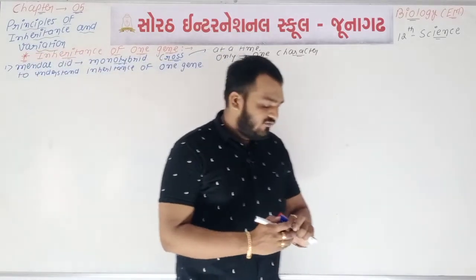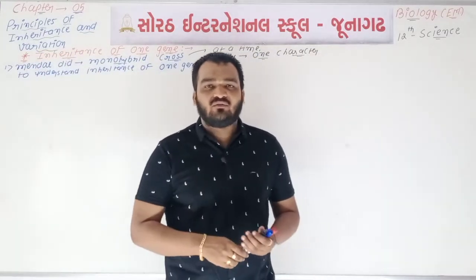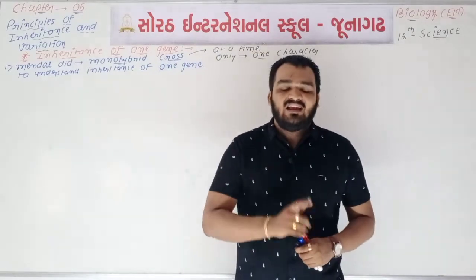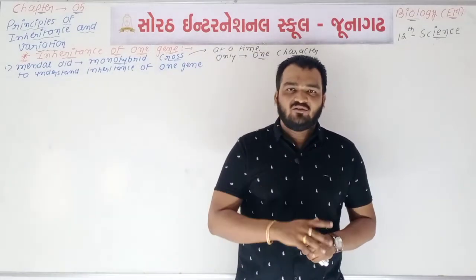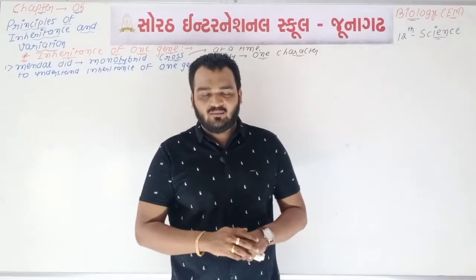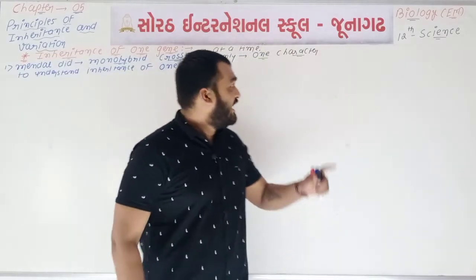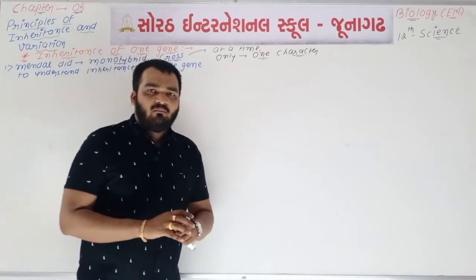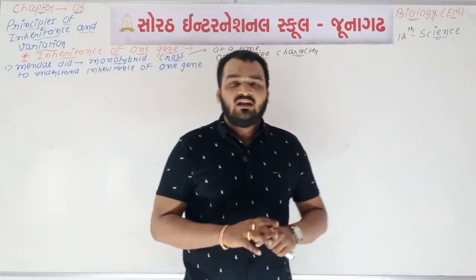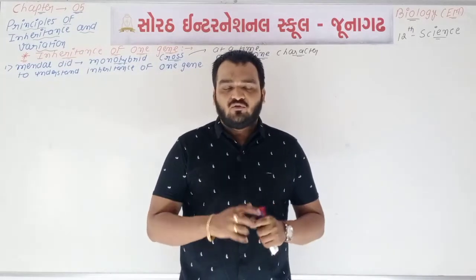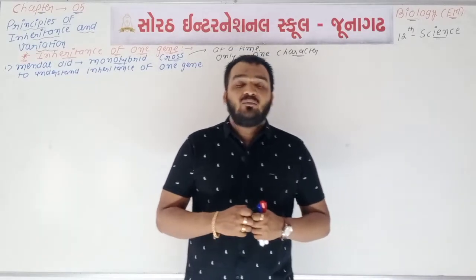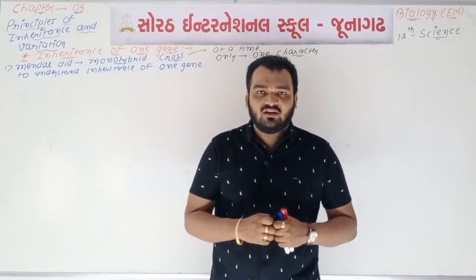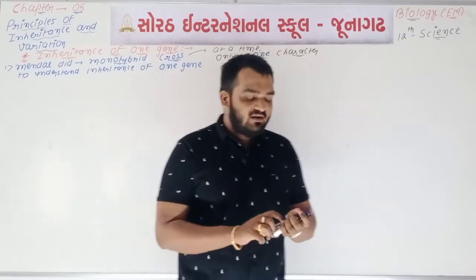So 3 important words are there. The first is inheritance of one gene. The second is monohybrid cross. And the third is one character. Mendel observed different things, so first of all we will write some observations which were made by Mendel.